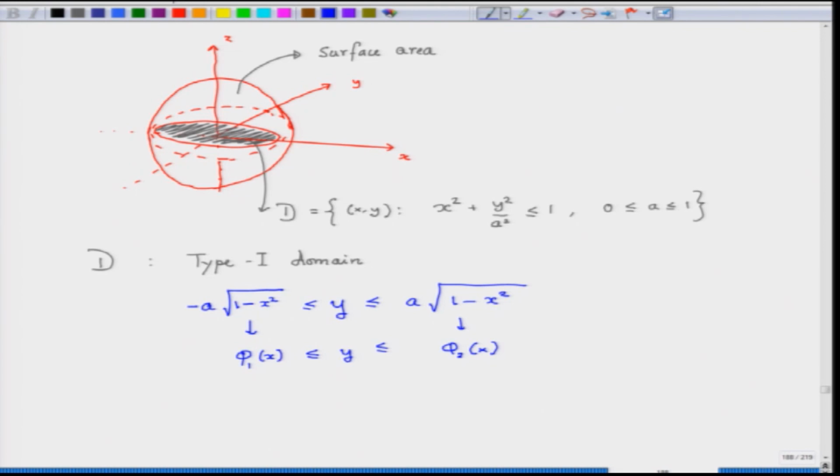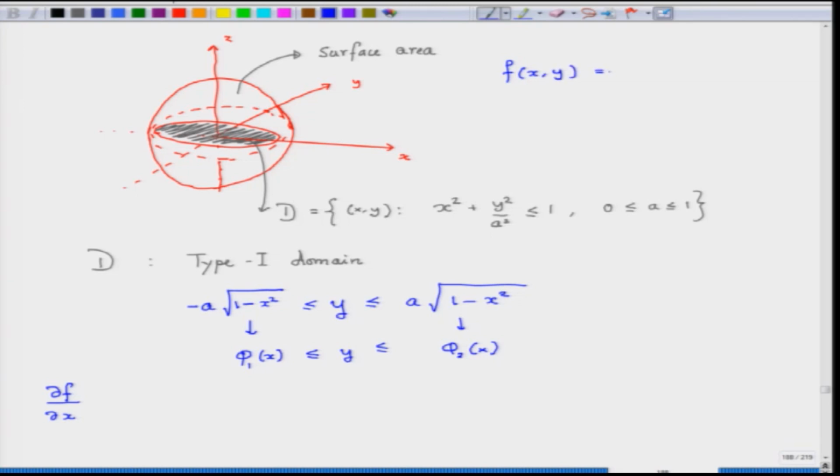So, in the type 1 domain you first integrate over y between phi 2 x and phi 1 x and then integrate over x. So, here you have to first understand your del f del x. So, what is your f here? Your f x y.